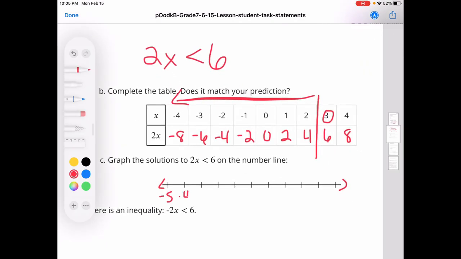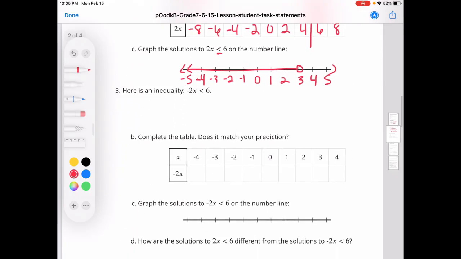So let's do a number line. So I know my circle needs to go at 3. And because it is less than and not less than or equal to, then I know my circle stays open. And I know my x values have to be anything that is less than 3 in order for that inequality to be true.